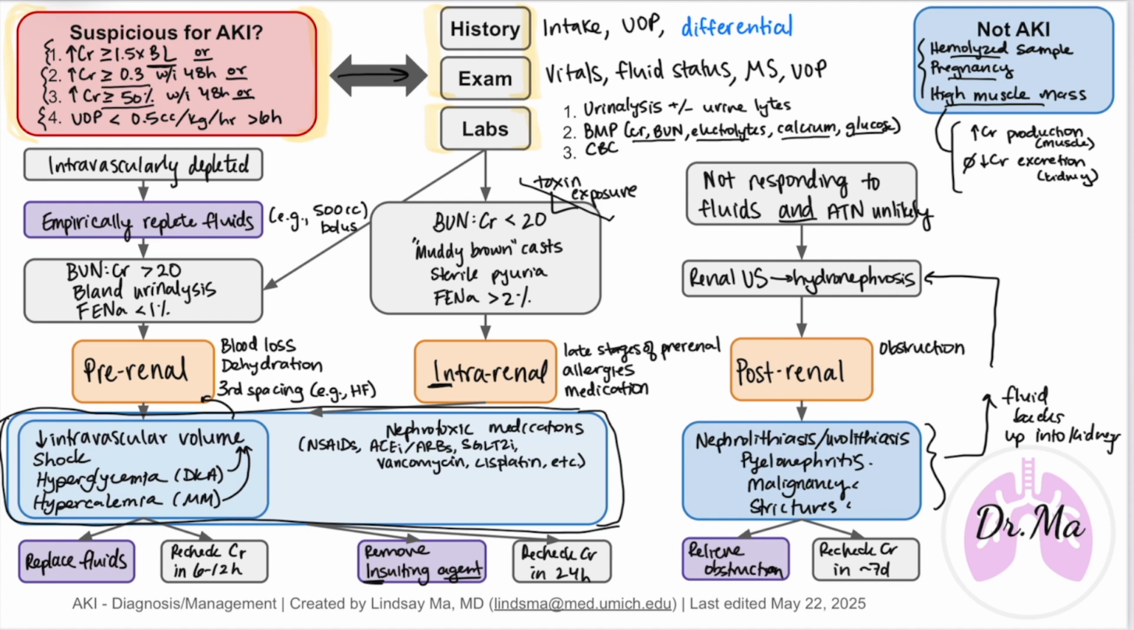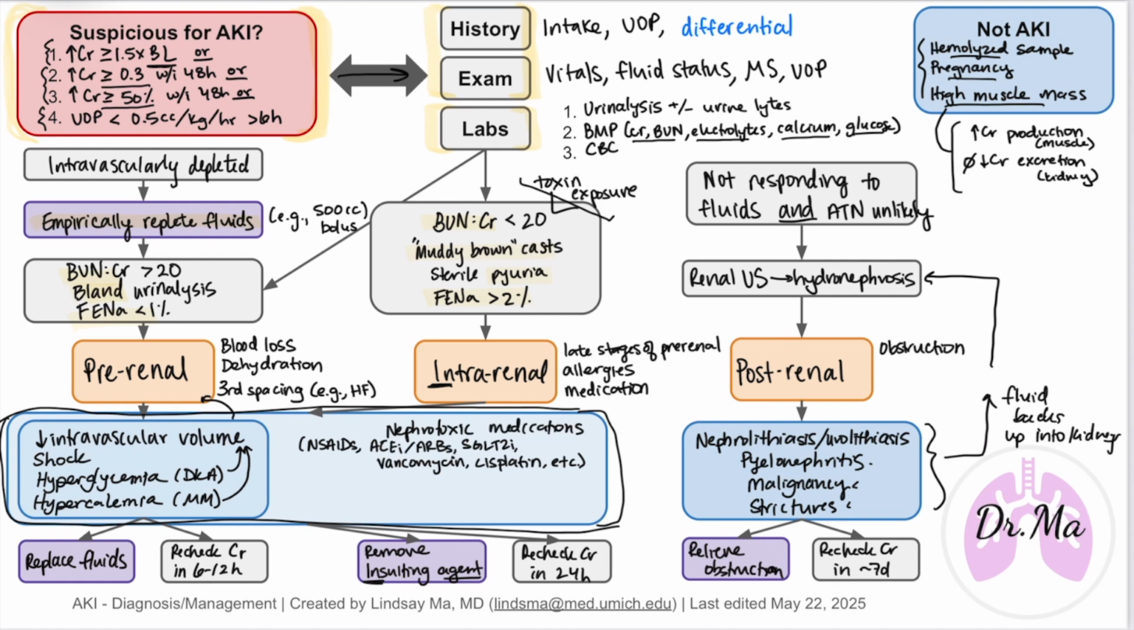While you're waiting for these labs, you can consider empirically repleting fluids. Once your labs come back, you will want to assess things like the BUN to creatinine ratio because this can help distinguish between prerenal and not prerenal AKI. You should also look at the urinalysis and see is it bland or are there things like muddy brown casts. Lastly, if you collected urine lytes, you can calculate a FeNA with a low FeNA suggesting prerenal AKI, whereas a higher FeNA can suggest intrarenal AKI. As you look at these labs and incorporate items from their history, you'll have hopefully diagnosed prerenal or intrarenal AKI.